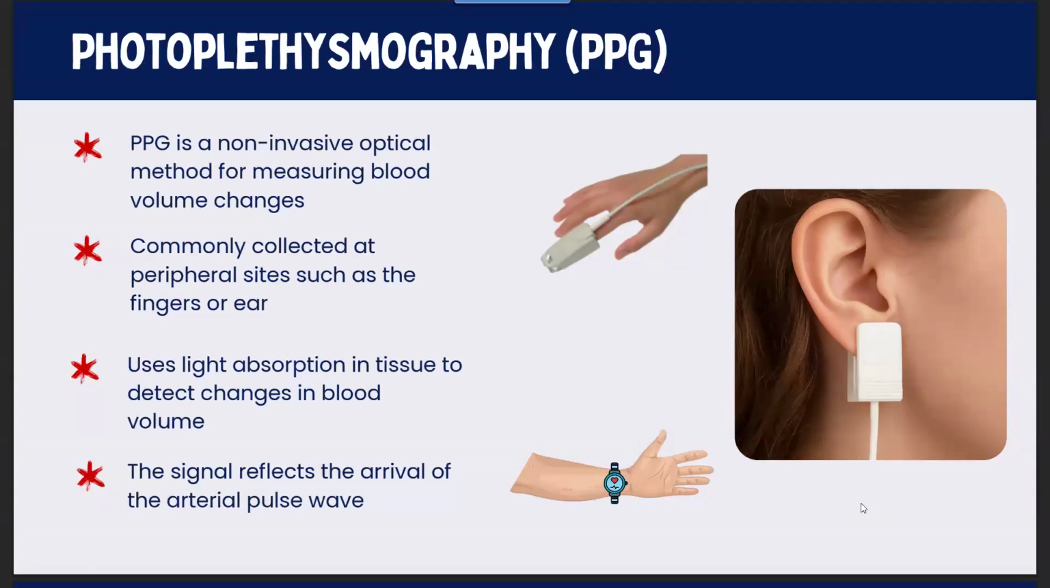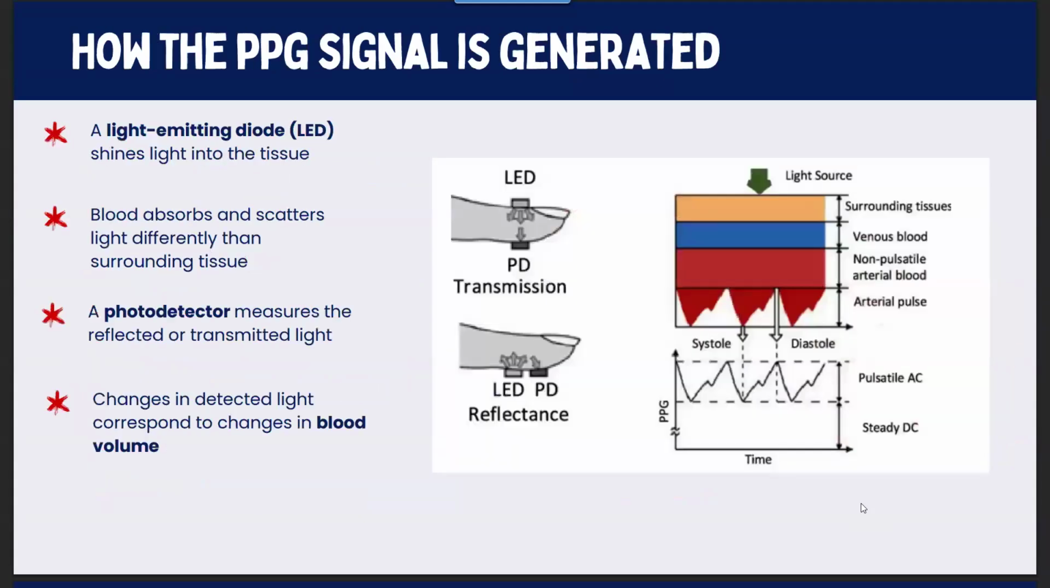And with PPG, what we essentially do is we use a light emitting diode in order to see how light absorption in the tissue detects volume changes at these peripheries. And so when the signal arrives at the periphery, this is then indicative of that arterial pulse wave. Let's break it down a little bit further so you can understand more about the technology as far as how we're able to get this arterial pulse wave.